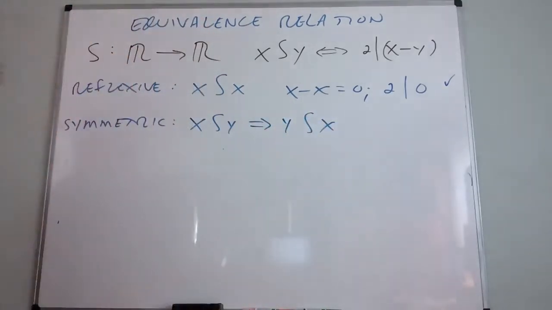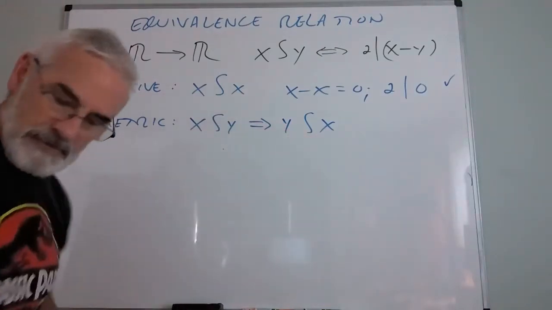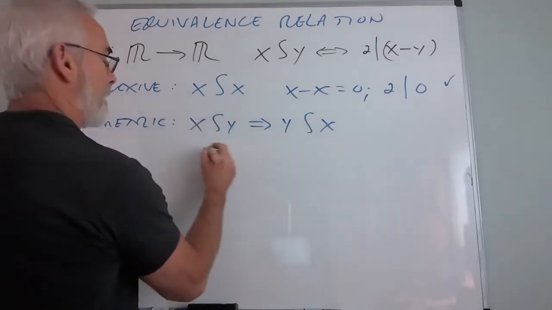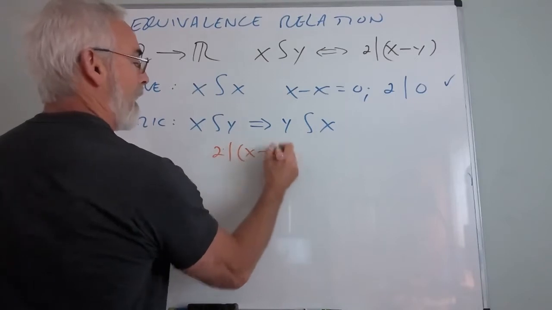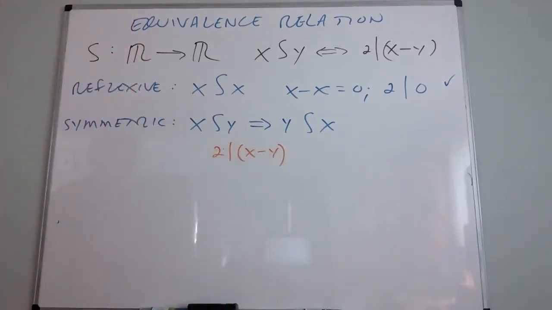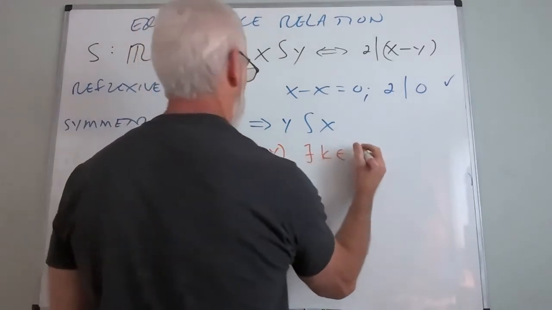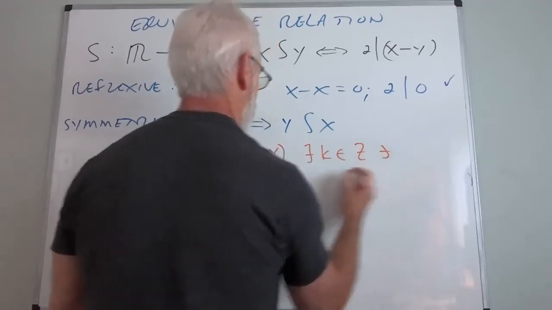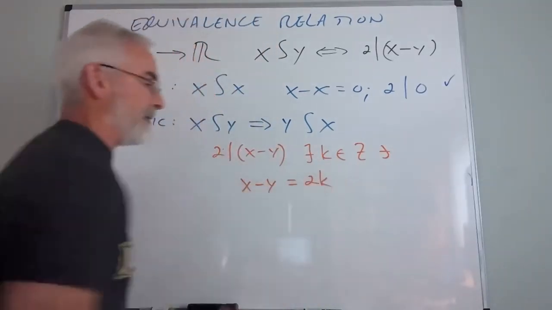That's basically what we're saying: if this is true, then this is true. Well, let's see. We're assuming 2 divides X minus Y. What does that actually mean? That means there exists K in the set of integers such that X minus Y equals 2 times K.